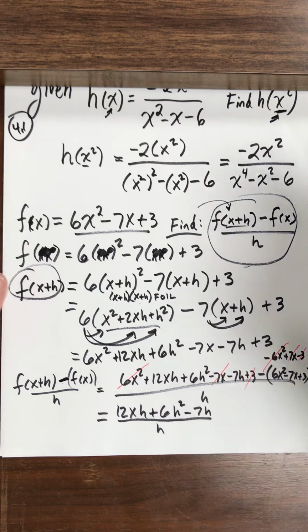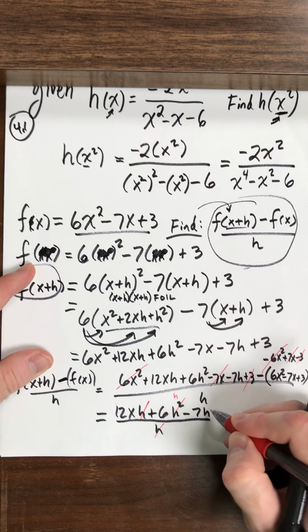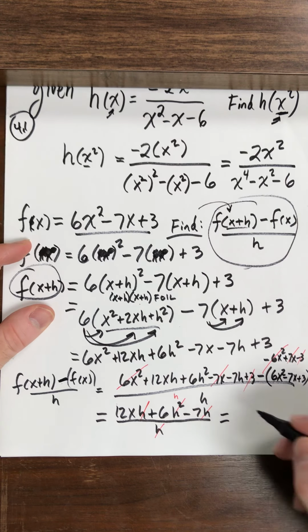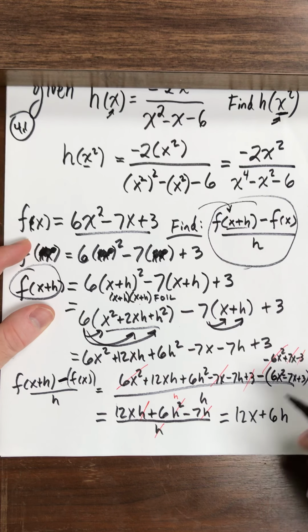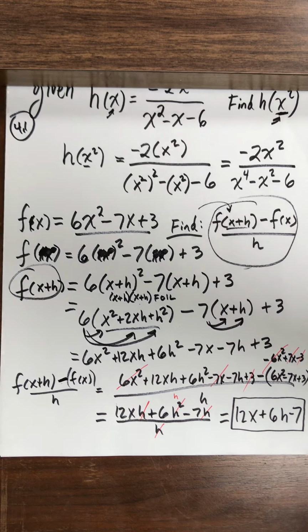What do they all have in common? They all have an h in common, so I can cancel out all those h's. And what do I have left? I've got 12x plus 6h. How about that? Minus 7. Not too bad. All right.